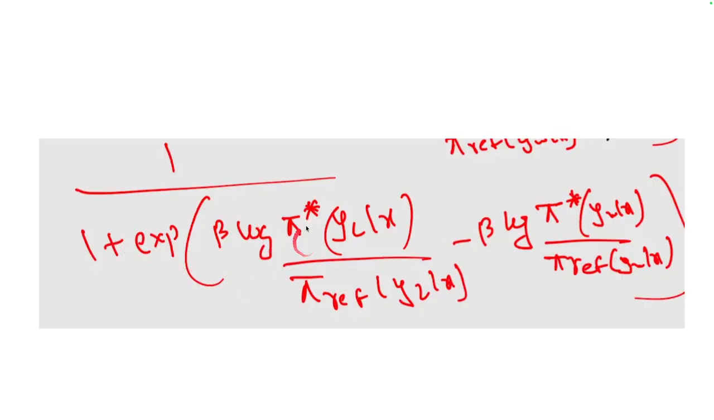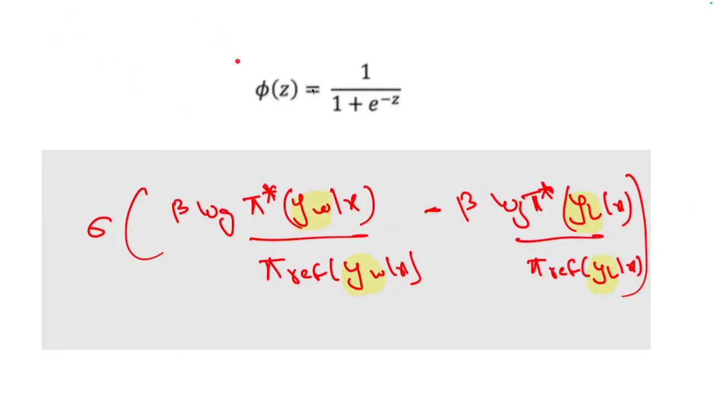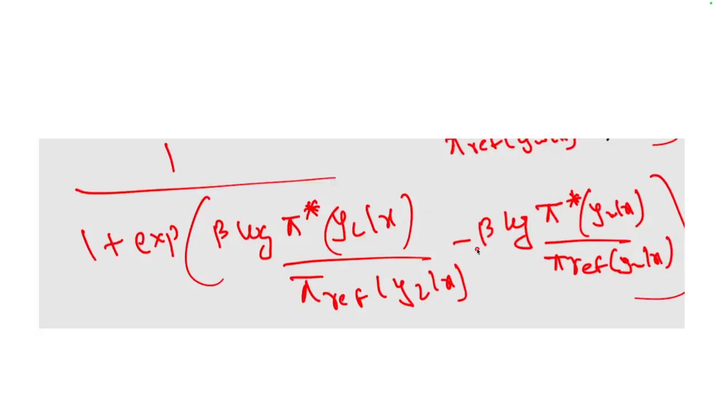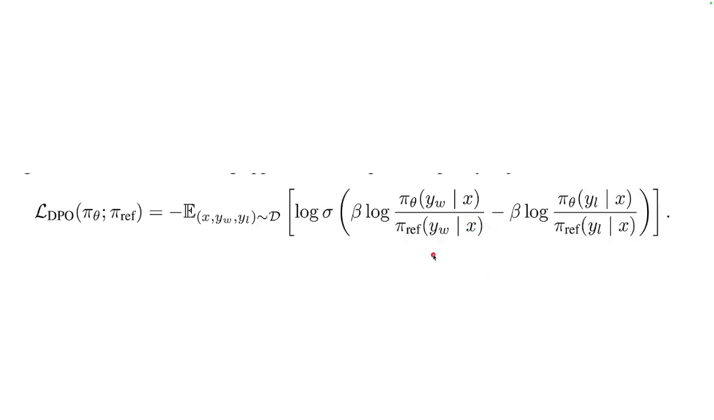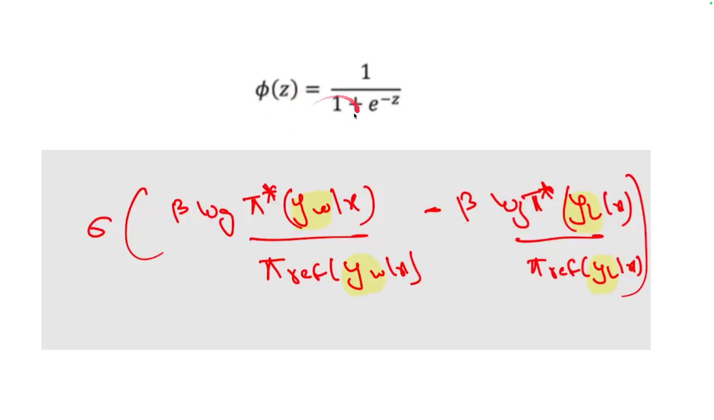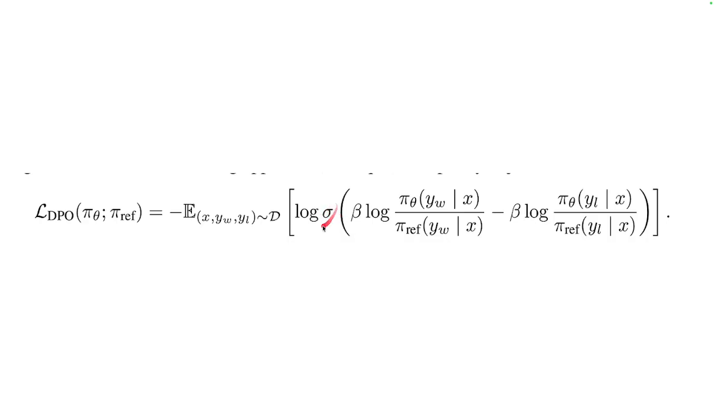So now we get back this value after cancelling the partition function, beta pi star y_l|x and beta pi star y_w|x. So now let's also simplify this a bit more. So this is our sigmoid function, which is expressed as 1 over 1 plus e to the power minus z, and this part is your entire z, right? So this part is your z, and if you just take the minus of it, you get to your DPO loss function. So this whole thing is your DPO loss function, and it comes from when you expressed it as a sigmoid, and you can see here the sigmoid value, which is expressing this whole thing.